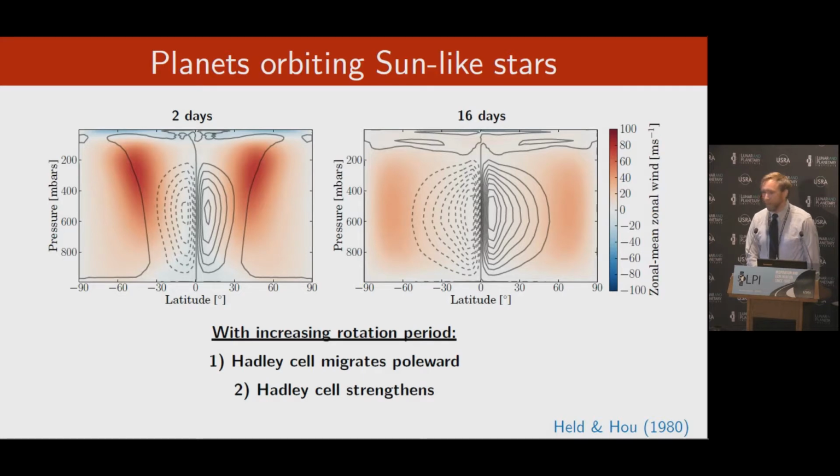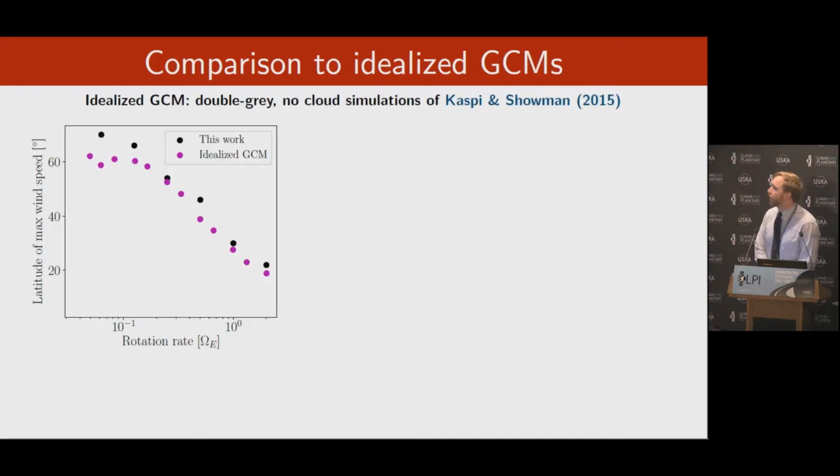And so I wanted to compare these results to simplified simulations that have been done previously to see if our results using this more complicated GCM that includes sea ice formation and more detailed radiative transfer agree with simpler simulations. And so here I'm comparing the results to an idealized general circulation model that's double gray and has no clouds, and this is from Kaspi and Showman 2015.